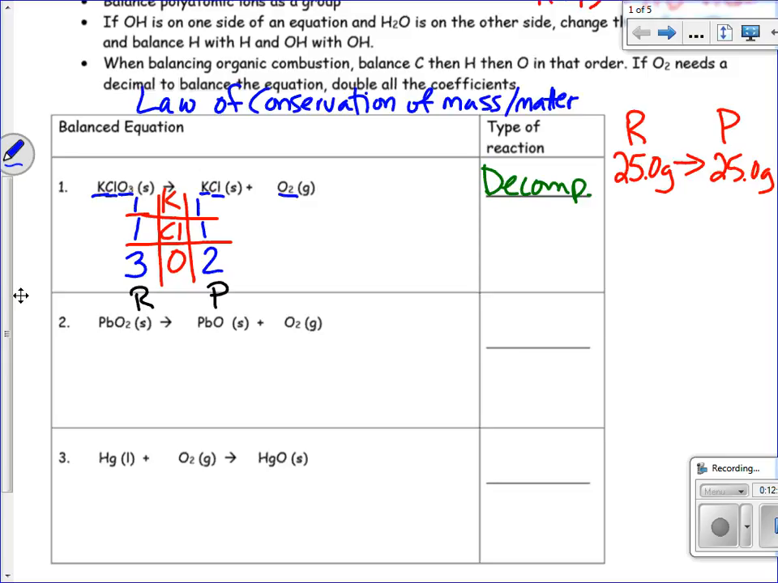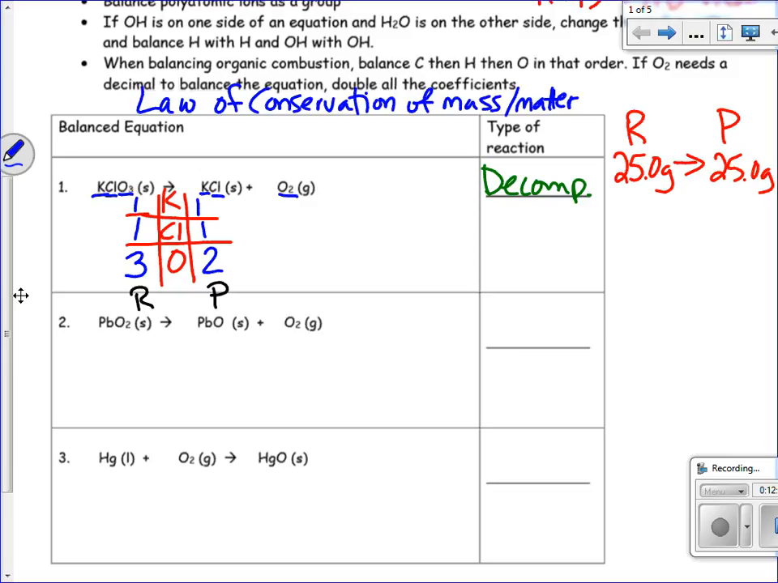Now that we have that set up, we can figure out who's out of balance. And which element is not balanced? Oxygen. So we need to fix our oxygens here. In this particular case, we kind of have a weird arrangement. We've got a 3 and a 2. We have an odd number for one side. Now, is an even number ever going to balance out with an odd number?